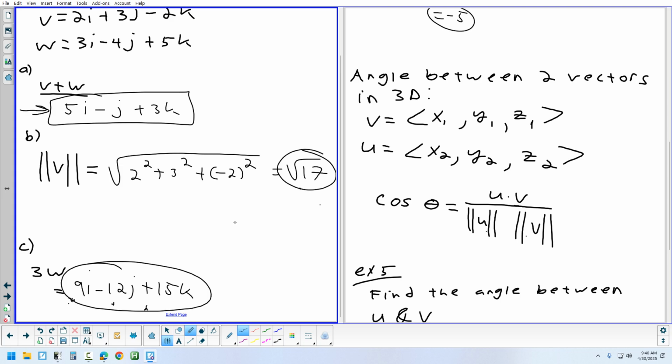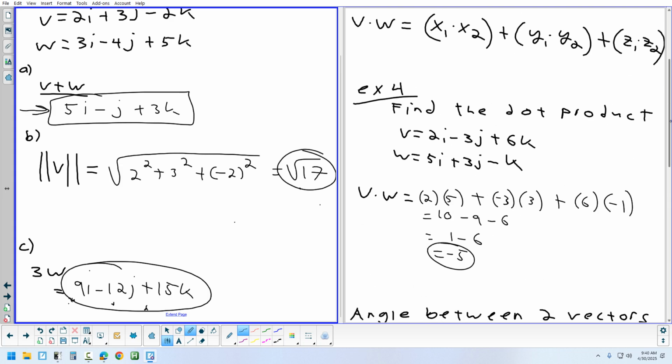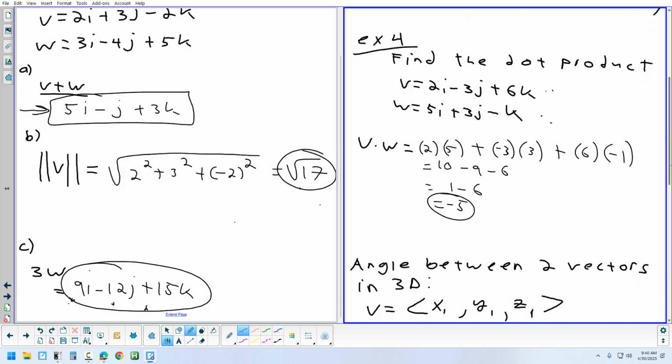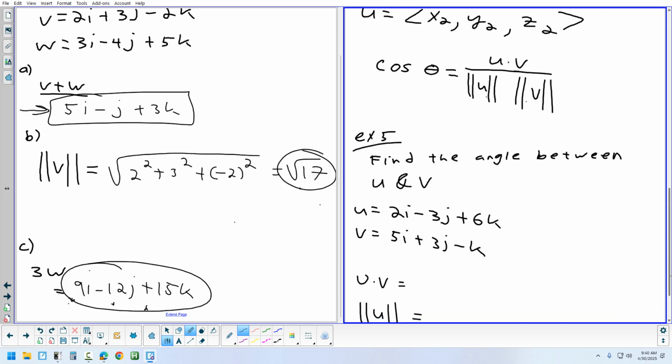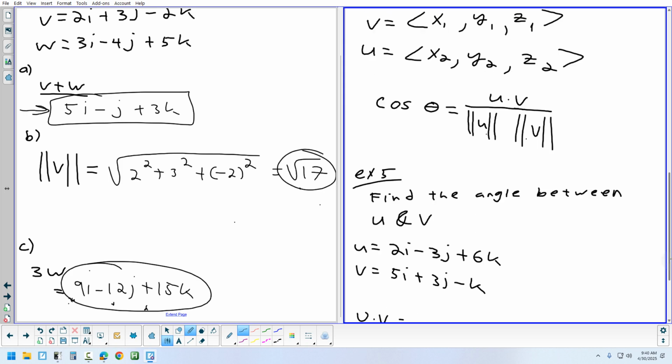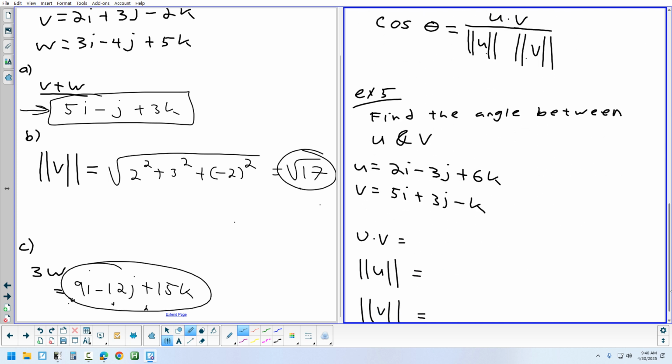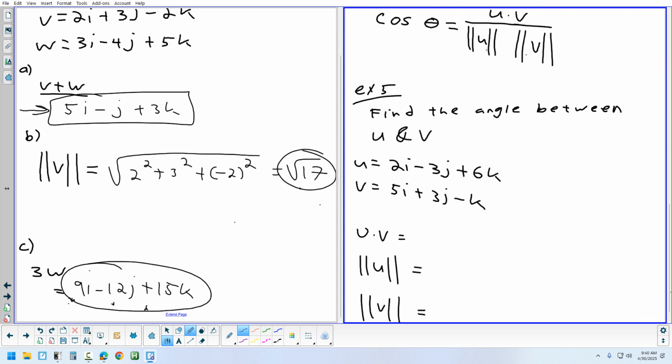All right, since we already have the dot product for the last problem, I'm going to find the angle between these two vectors because we're already partway done. So we've got 2i minus 3j plus 6k, and 5, 3, negative 1. Okay. What did we get for the dot product? We got negative 5. So that's already done.